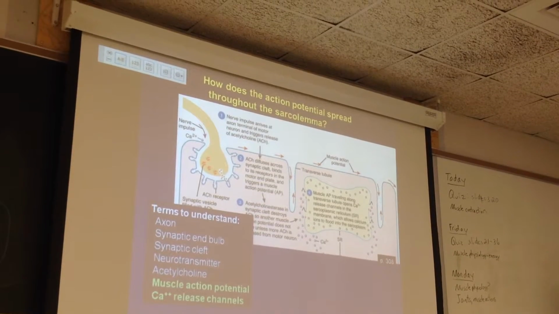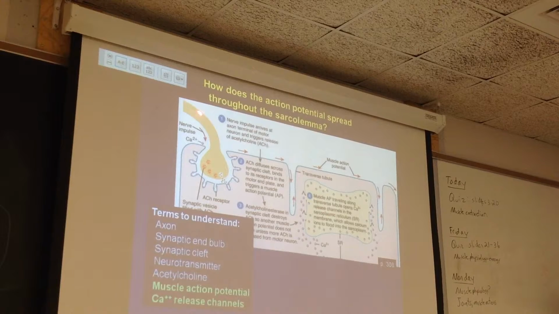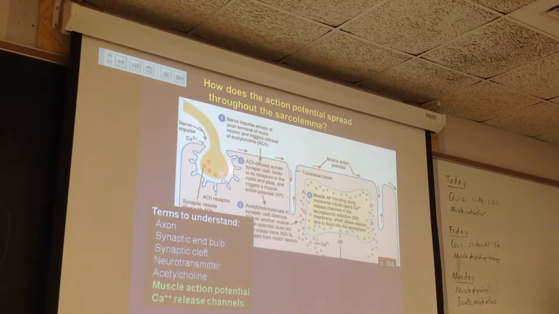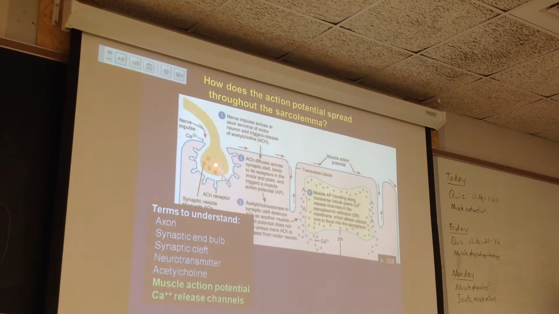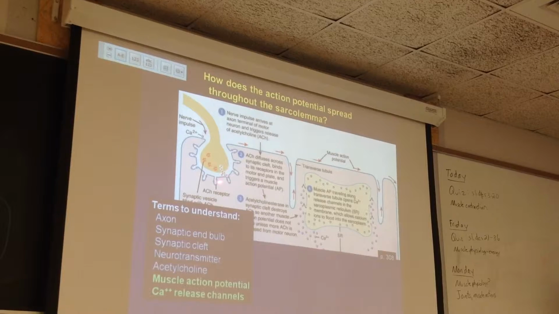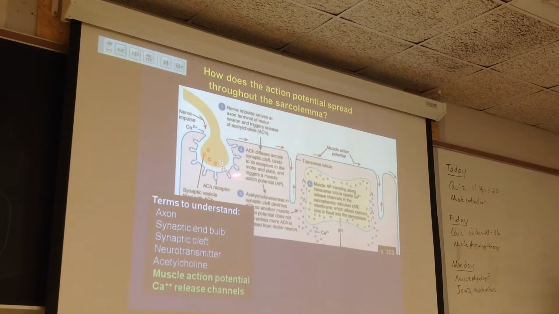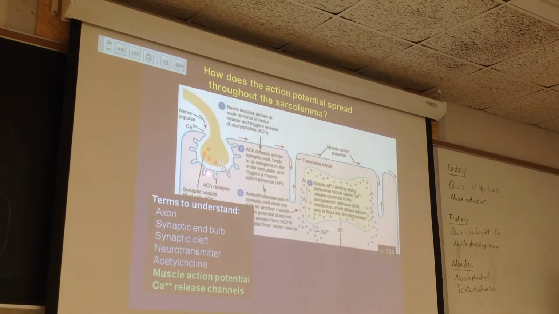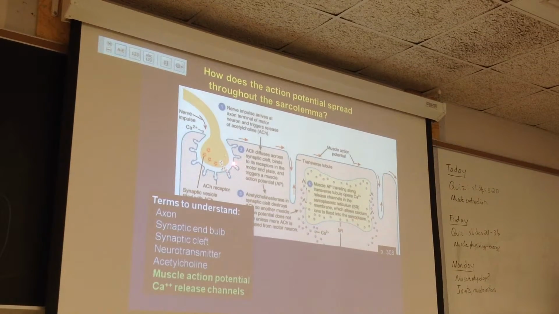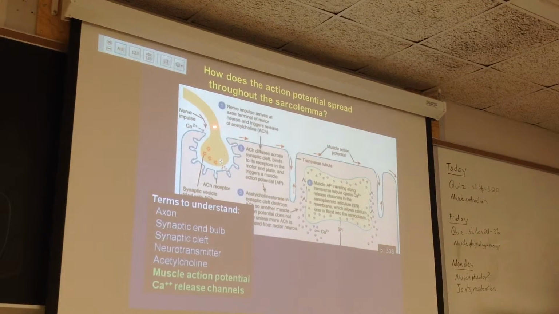Orientation about what we're looking at. Yellow here is our axon and our synaptic bulb. There's the cleft right there, the synaptic cleft. You see it better as a gap. We've got our little red dots here that are neurotransmitters. Our receptors are down here. We can see this ACh receptor down here. And now we are going to generate this thing called a muscle action potential. These red arrows indicate a muscle action potential.